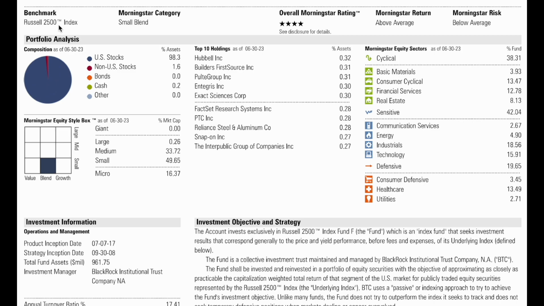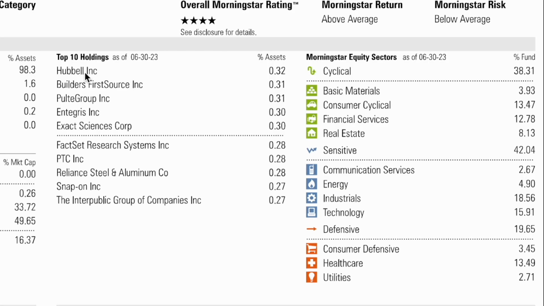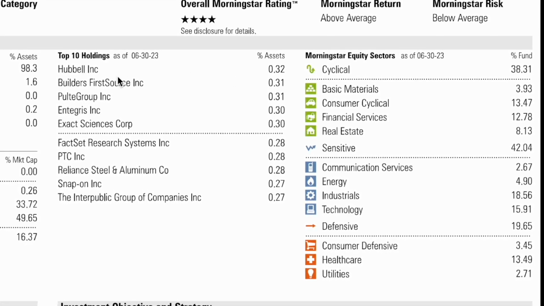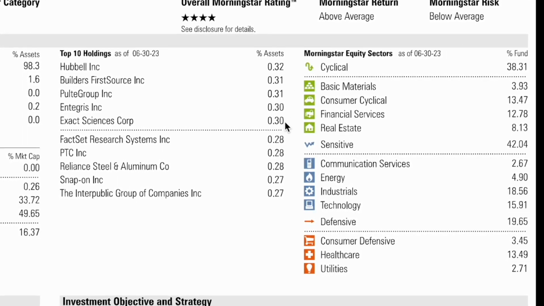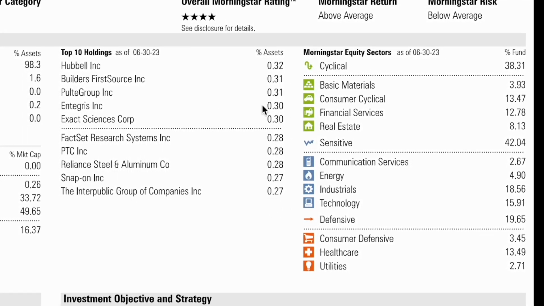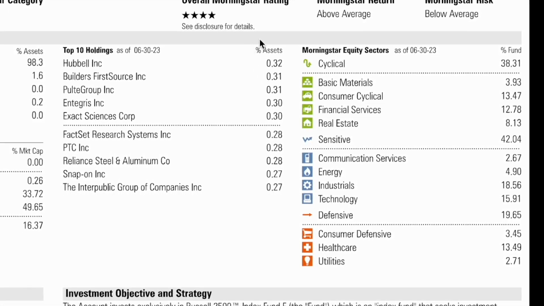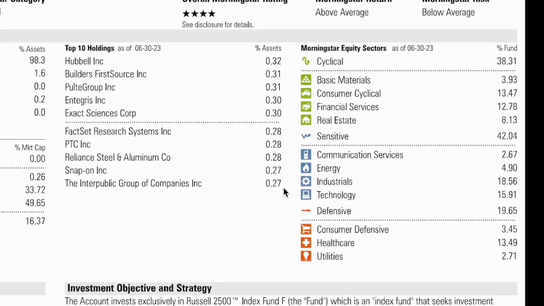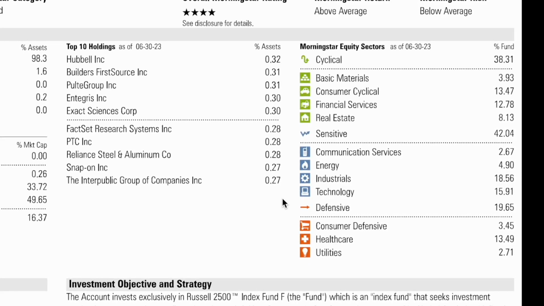But Russell 2500, US companies, you have 98%. And then the holdings, I couldn't even tell you what these companies are. Hubbell is 0.32%, Builders 0.31%. But just notice how the percentage of each company is much less compared to the S&P 500 where Apple was like 6-7%. The reason is because these are risky investments. So this is a higher risk tolerance. A lot of these companies will fail over time, and some of them will do really well.